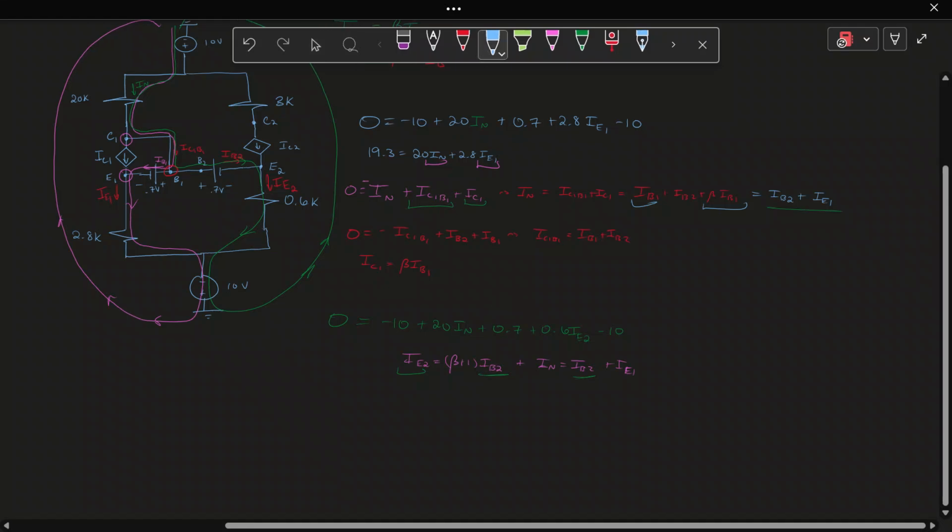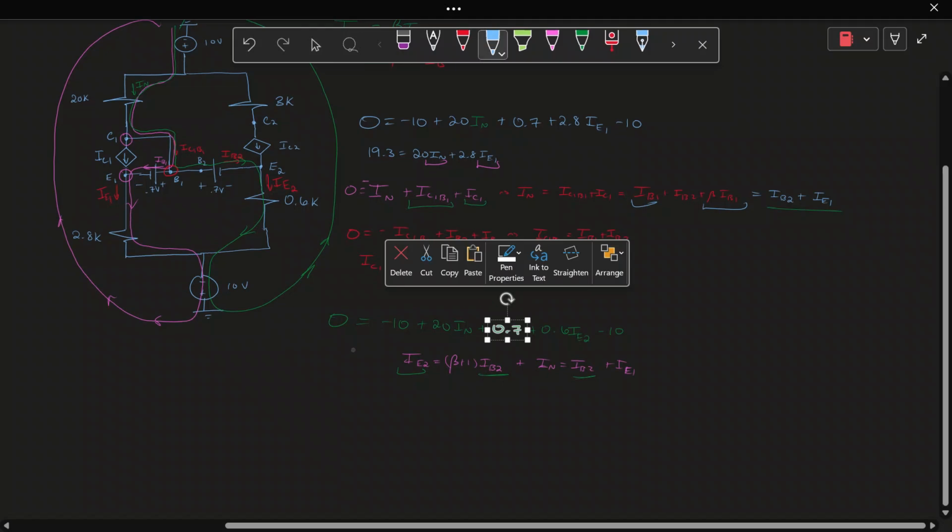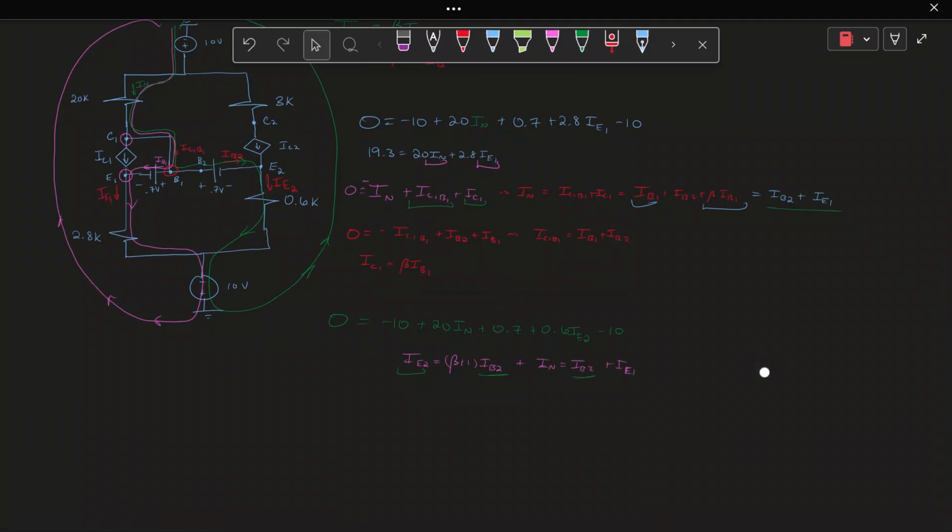The next thing we need to do here is, first, let's simplify the green equation that we have here. And we get 19.3 is equal to 20 times IB2 plus IE1. Or actually, we can change IE1 into beta plus 1 IB1, plus 0.6 beta plus 1 IB2.